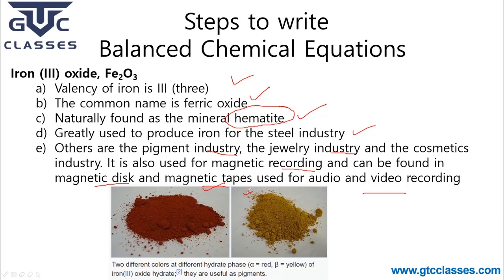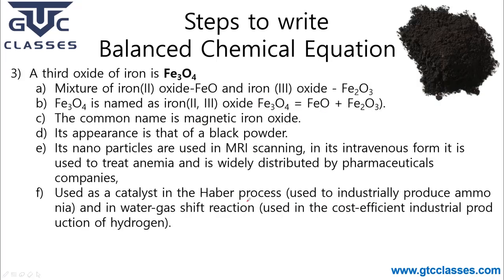Clear? Okay, so the third one is Fe3O4. We have already discussed, it is a mixture of two oxides, FeO plus Fe2O3. Its appearance is black in color, but it doesn't look like rust. Since this is magnetic, it is used in MRI, that is magnetic resonance imaging scanning.